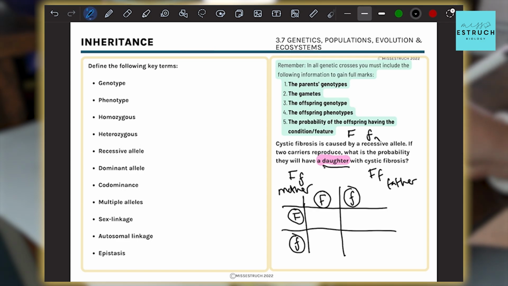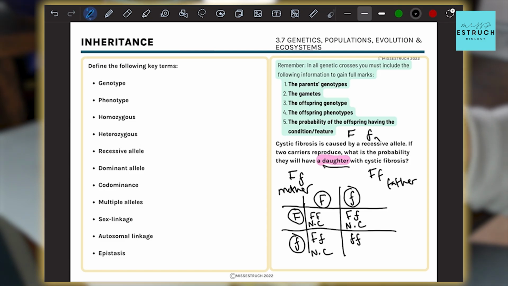So we've got capital F, capital F, capital F and a lowercase, or dominant and recessive, and then recessive. Then we need to match it up to the phenotypes. So this I'm going to say no cystic fibrosis. They don't have cystic fibrosis. They don't have cystic fibrosis. They don't have cystic fibrosis.